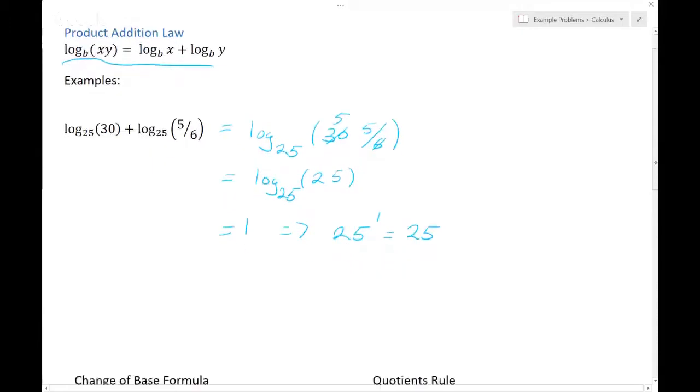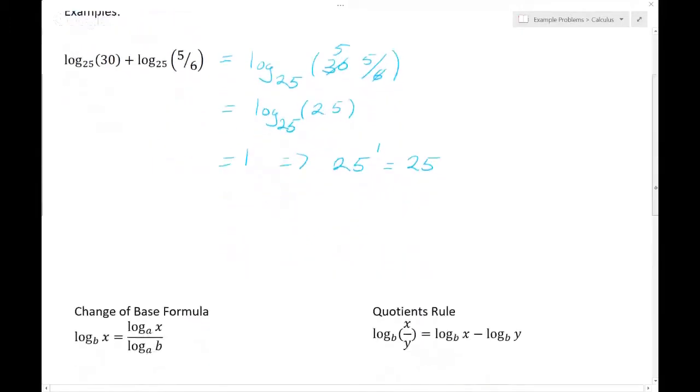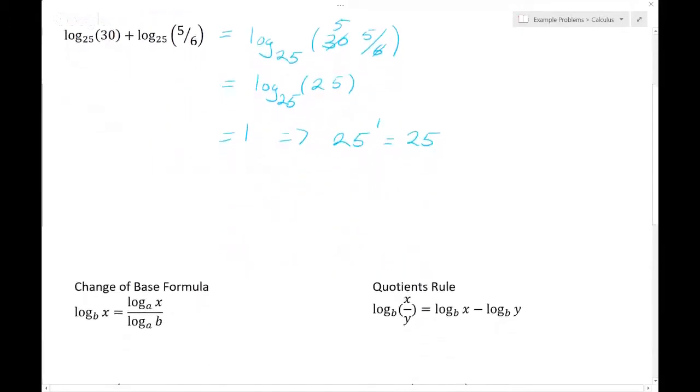Another useful logarithm law is the change of base formula, where we have log b of x is equal to log a of x divided by log a of b. This is really helpful when you have to calculate logs and you don't have a calculator that can handle log bases that are different than 10, which is the most common and called common log for a reason.